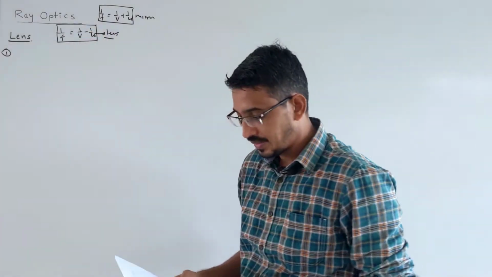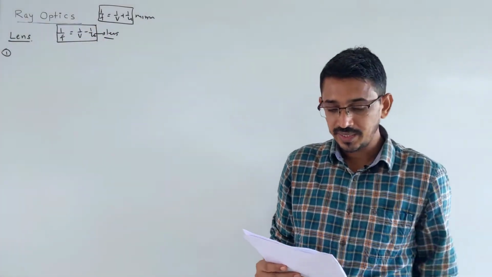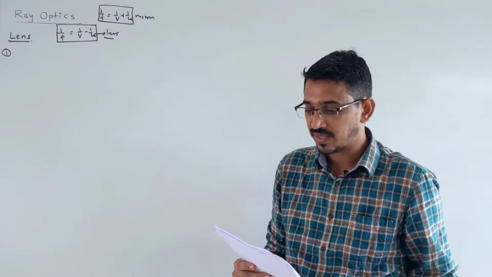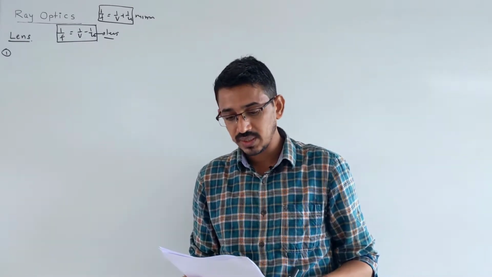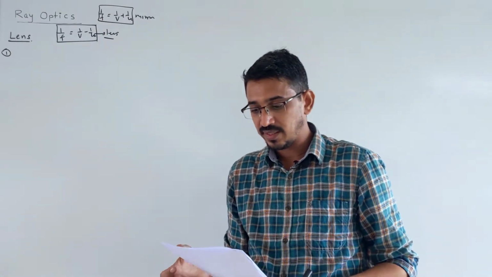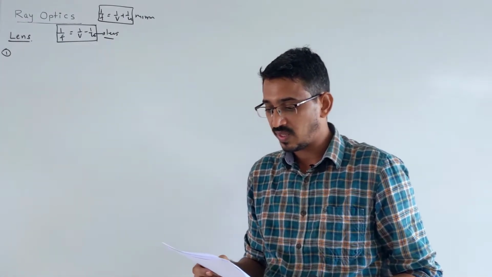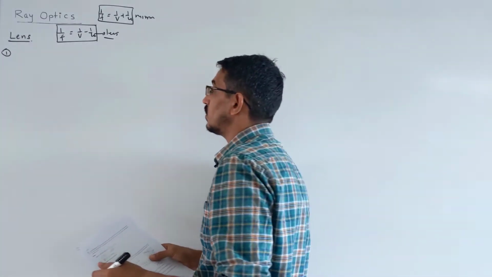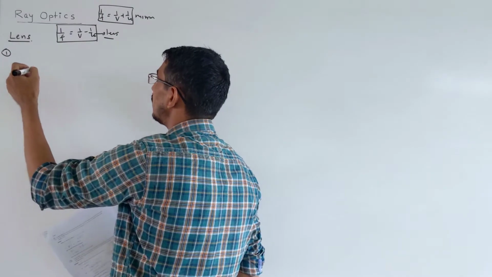First problem. A needle placed 45 cm away from the lens forms an image on a screen placed 90 cm away on the other side of the lens. Identify the type of the lens and determine the focal length. What is the size of the image? The size of the needle is 5 cm. So some lens is given. Which lens is given? That you have to understand.